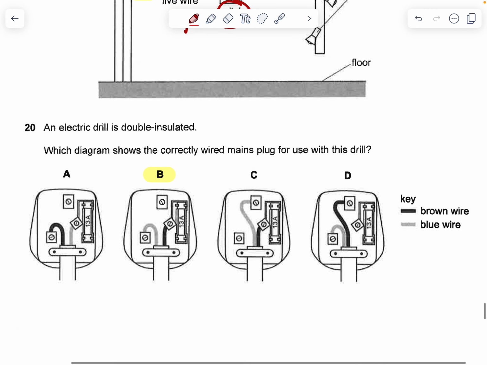Question 20. An electric drill is double insulated. So which diagram shows the correctly wired mains plug for the use of this drill? So the double insulated symbol looks like this, which means it does not have an earth wire.